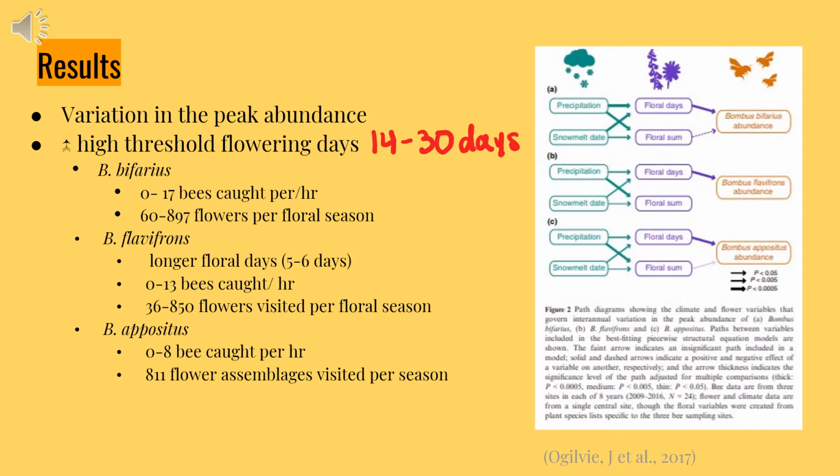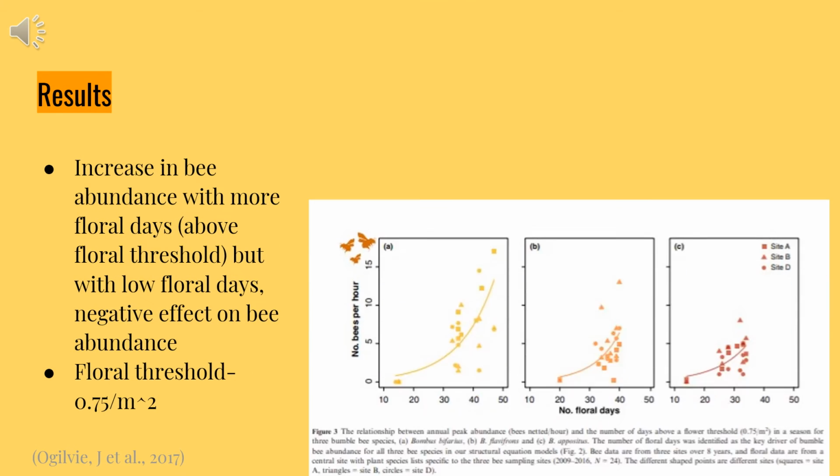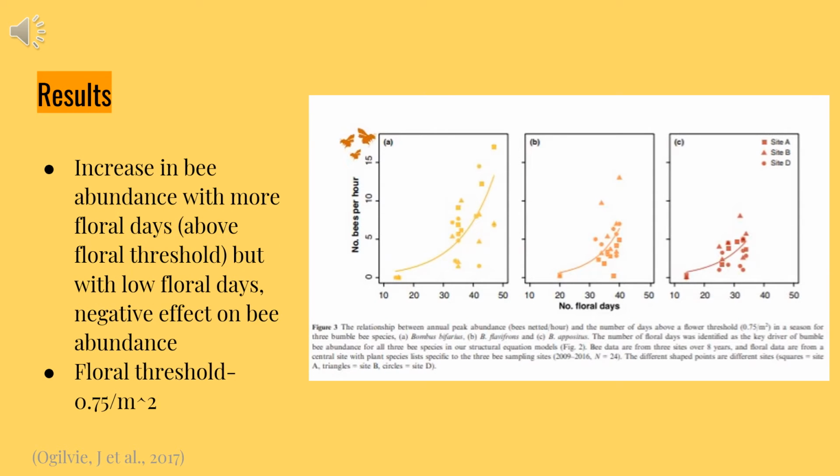As you can see by this figure, precipitation and snowmelt had a significant effect on floral days, which affected bee abundance. There was an increase in bee abundance with more floral days when the floral days were above the floral threshold, which is about 0.75 meters squared. But with low floral days below the floral threshold, a negative effect on bee abundance can be seen.